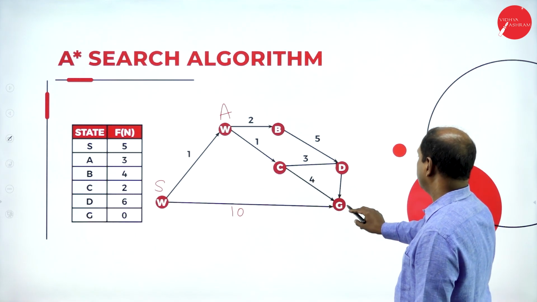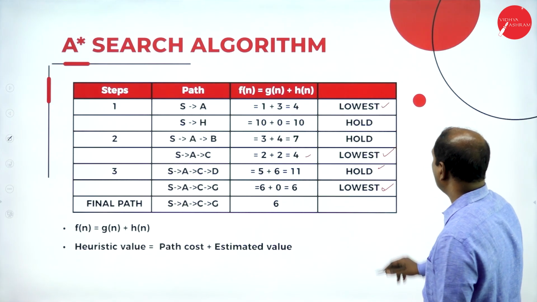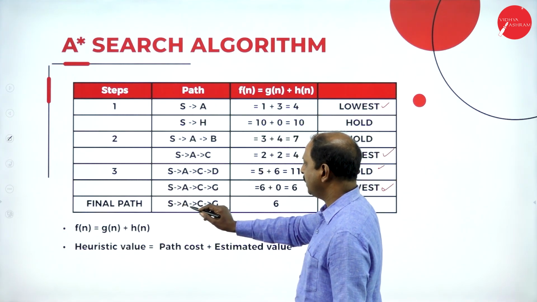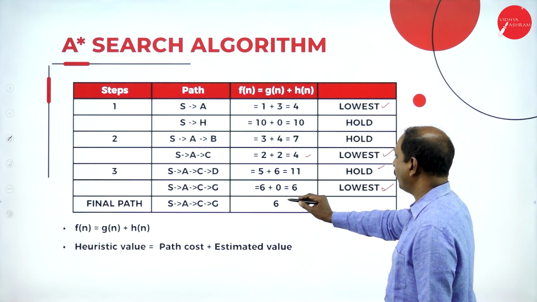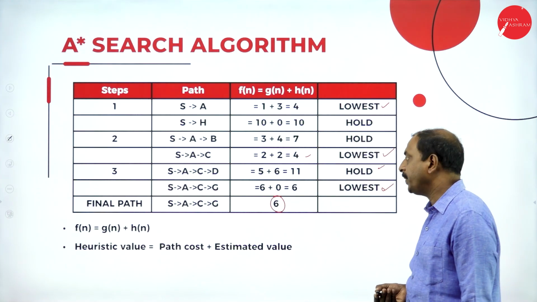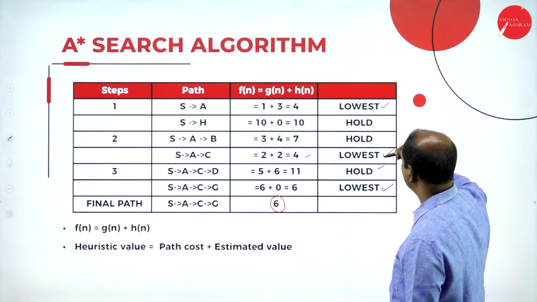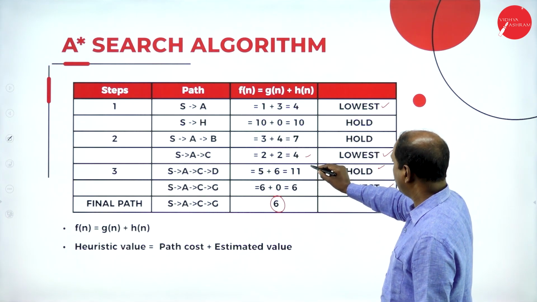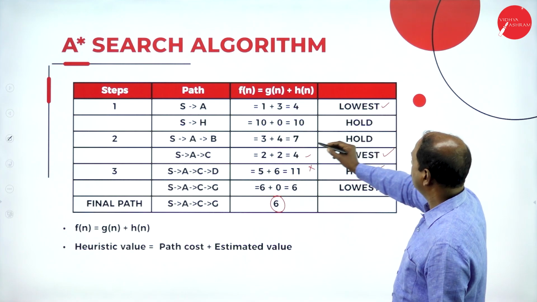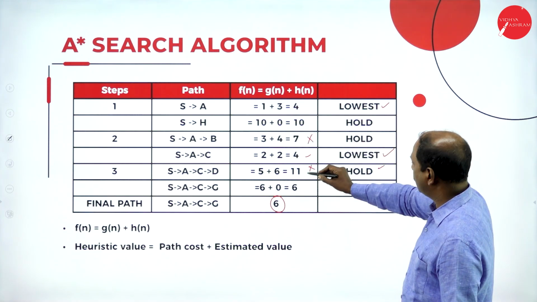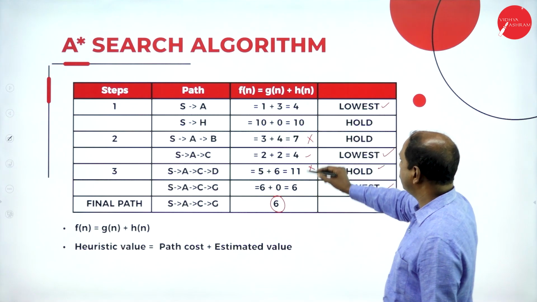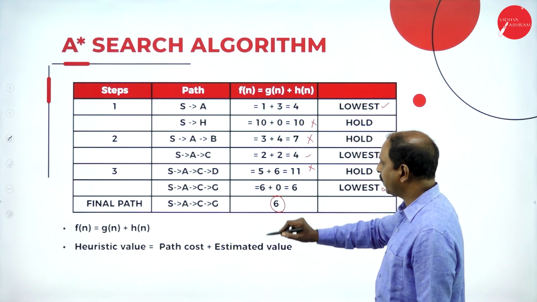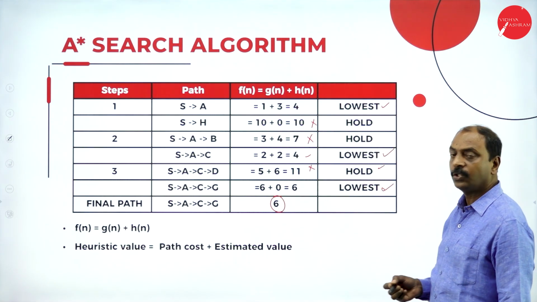Now from C to G, if you look at the table here, finally we got the final path as S, A, C, G, and the value we got here is 6. My next step is to compare this value with the other values which were on hold. Now this 6 is less than 11, and again 6 is less than 7. One more hold value is 10, so 6 is less than 10. Among all the values we found, 6 is the smallest, the lowest value.